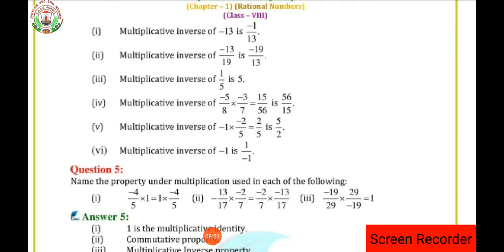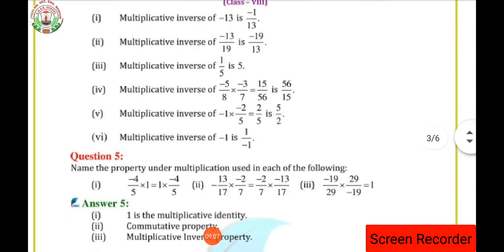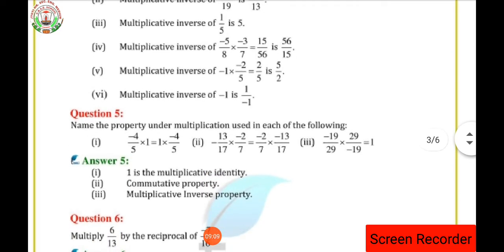Then 2 by 5 reciprocating, we will get 5 by 2, which is the multiplicative inverse. Clear everyone? So what will be the multiplicative inverse of minus 1? Minus 1 will have the multiplicative inverse 1 upon minus 1. Clear? Next question we are having, question number 5.